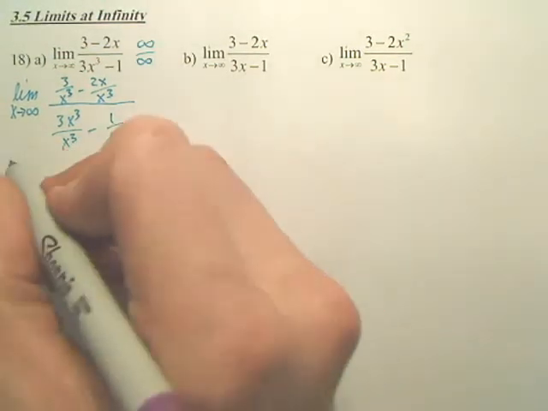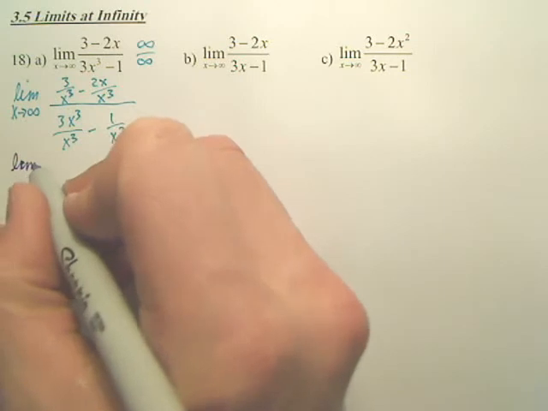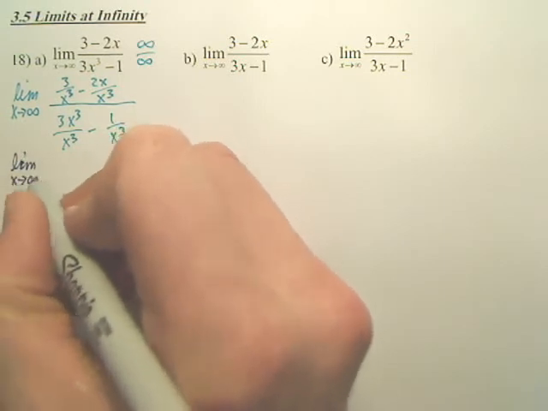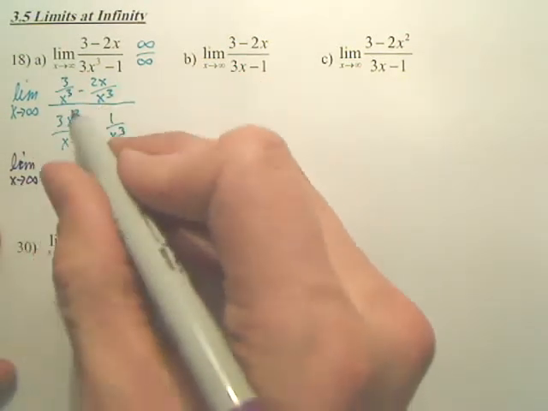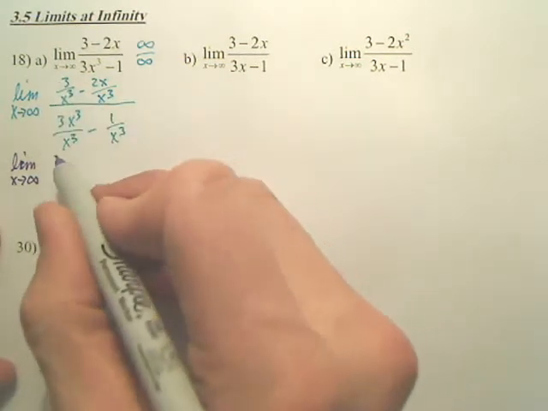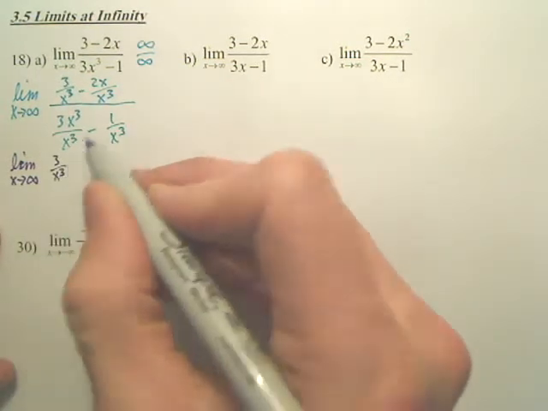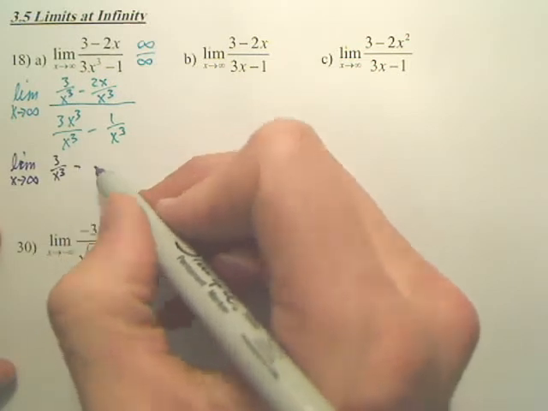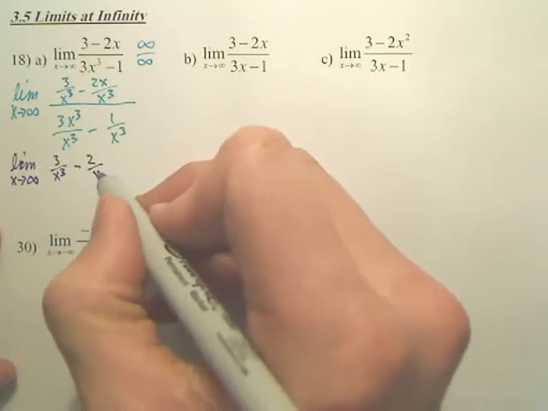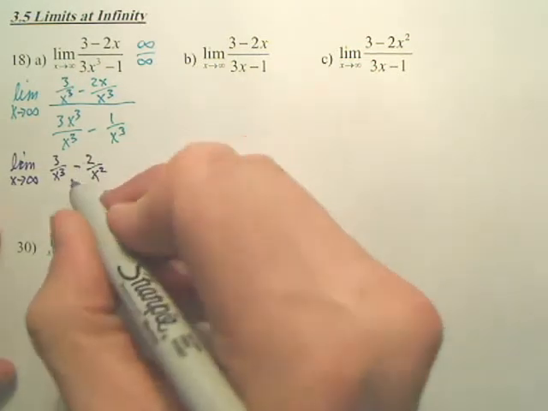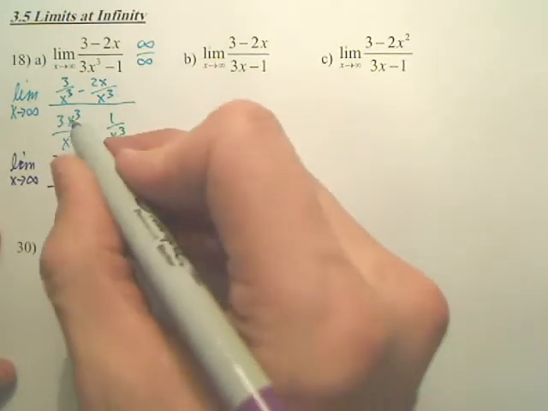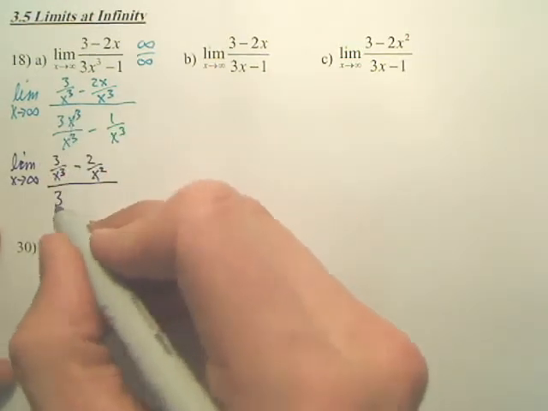Okay, we do all that. We now have the limit as x approaches infinity of this. What's this one become? 2 over x squared. And this one, doesn't that become 3? Because these cancel.